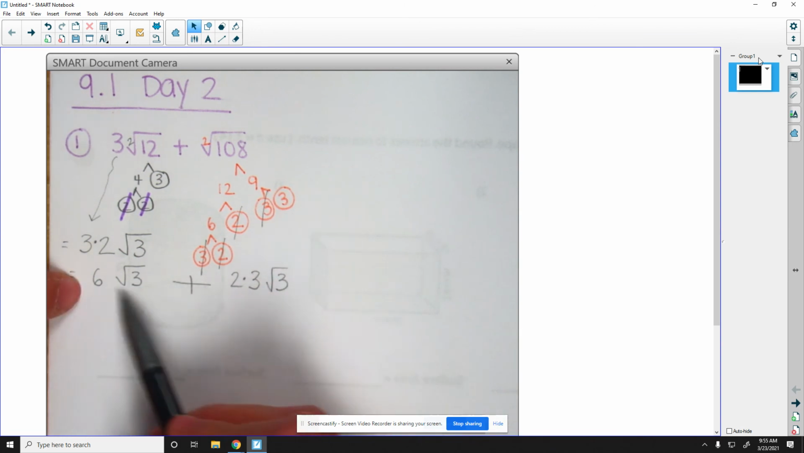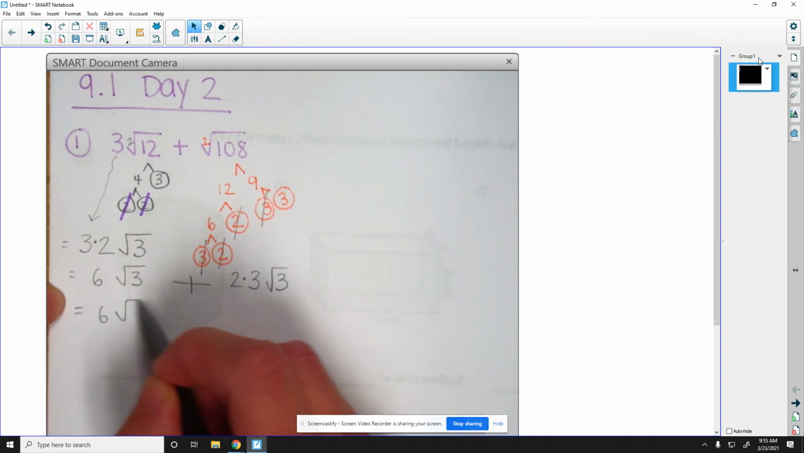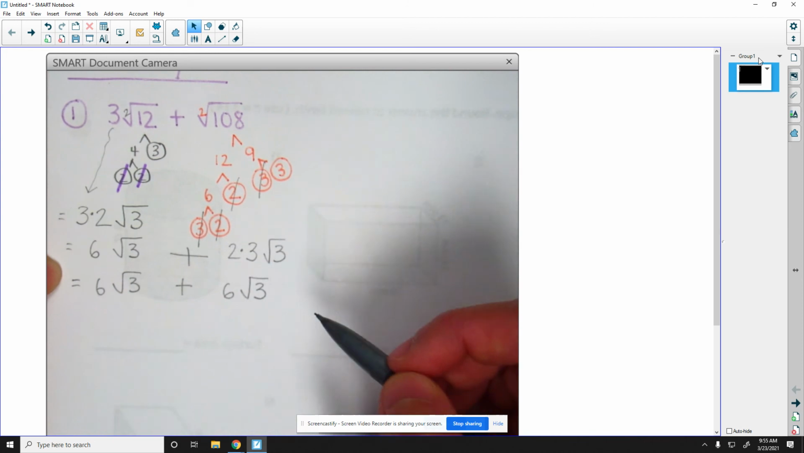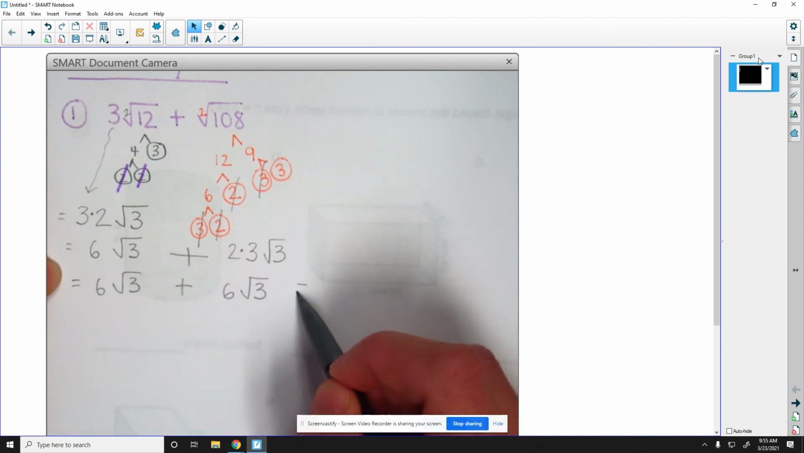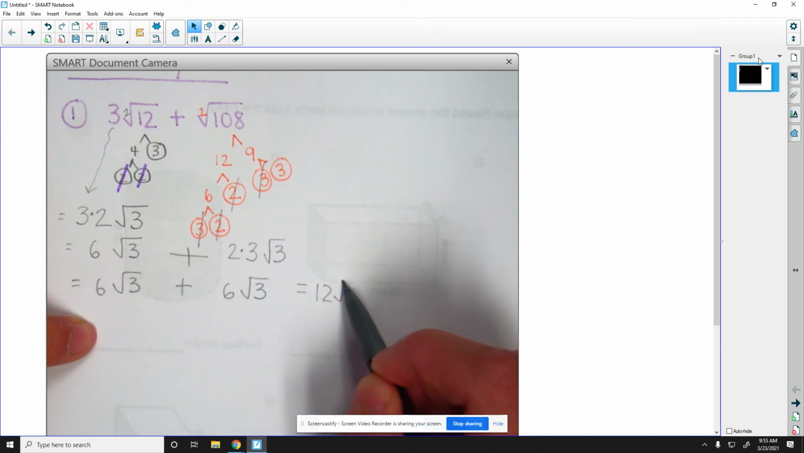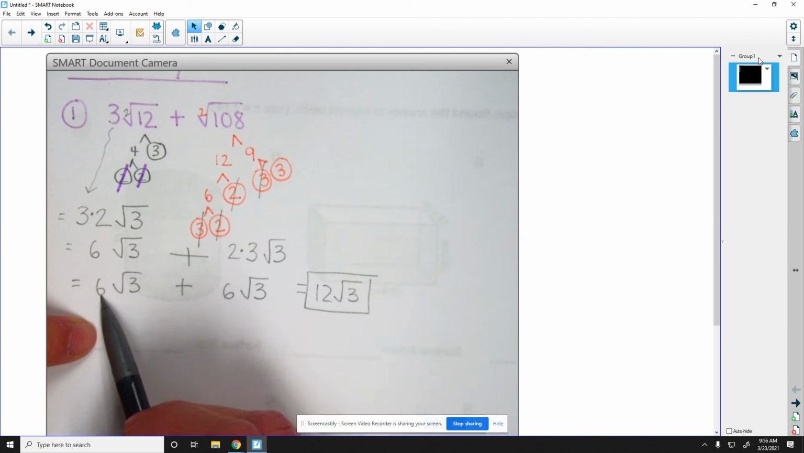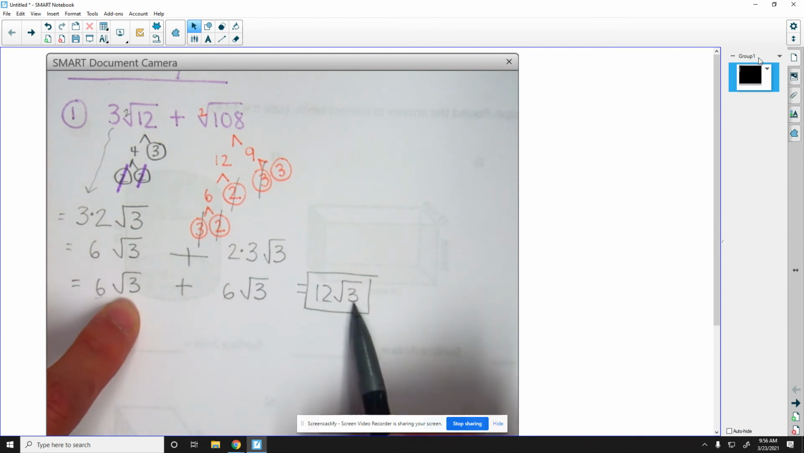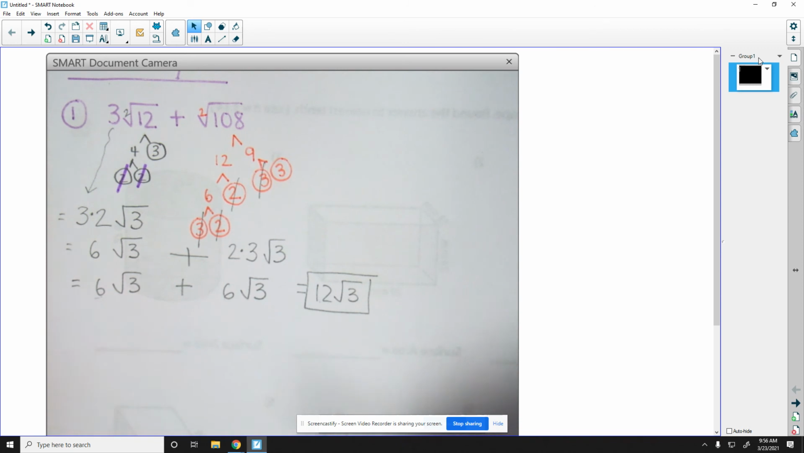So you have this thing, which is 6 radical 3, plus this thing, which is also 6 radical 3. So what does the whole thing equal? 12 radical 3. Right, because 6 plus 6 is 12. You can add your outside numbers, and then the radical 3s just stay the same. I know this is weird. This is very different. We're going to practice all day today.